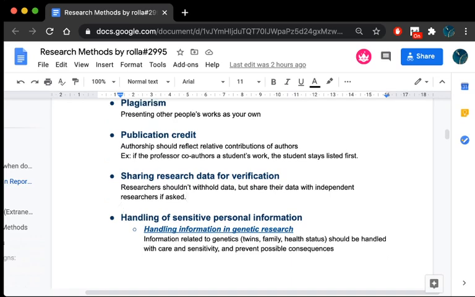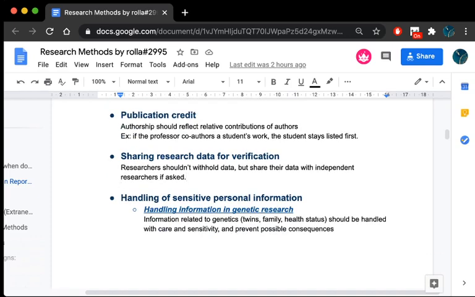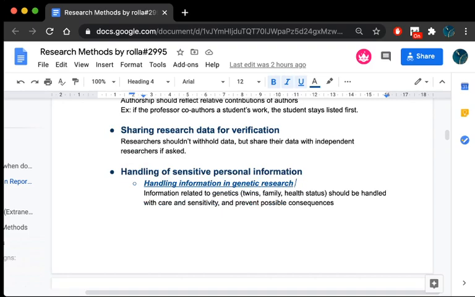And then next up we have sharing research data for verification. So I think this is more of an encouraging of good integrity and sharing of data kind of thing. So basically researchers shouldn't withhold data, but it would be encouraged, if other independent researchers ask, for the data to be shared for the future contribution of more psychological progress.